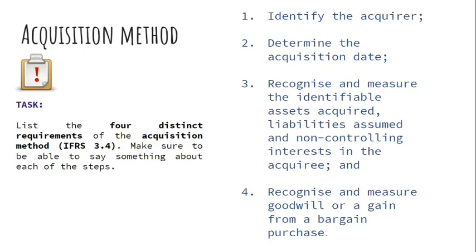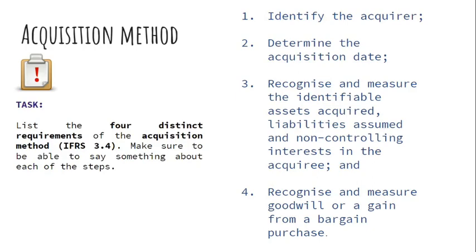The third step really has 2 little sub-steps. The first part is to recognize and measure the identifiable assets and liabilities of the subsidiary. The overriding principle of IFRS 3 is that all of these assets and liabilities of the subsidiary must be measured at their acquisition date fair values, which is the topic of Chapter 7, when we will spend quite a lot of time on that. The second sub-step of Step 3 is to measure non-controlling interests.